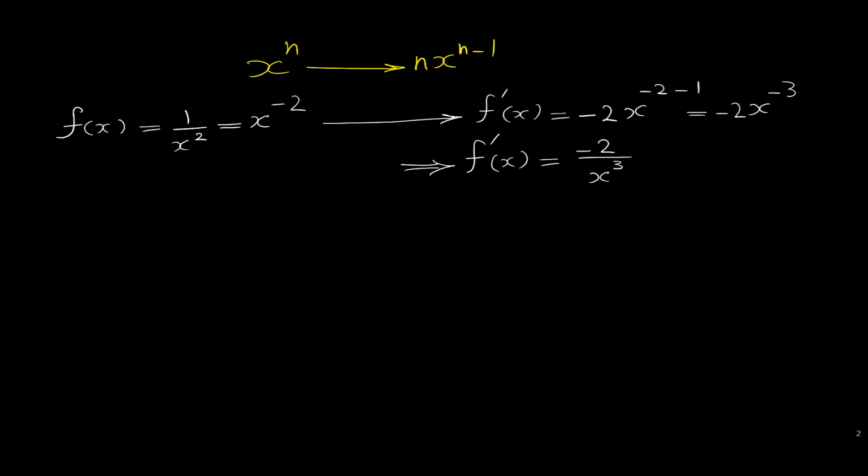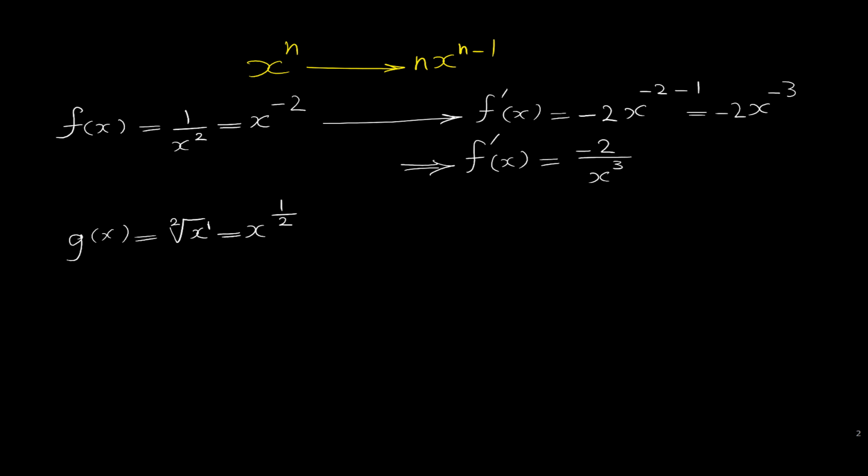Another example. Consider this function g of x equals square root of x. At first, maybe it seems we cannot use power rule to find the derivative of this function. But note that square root of x can be rewritten in the power form, in the form of x to the power of 1 over 2. This 1 in the power is because in the square root x is raised to the power of 1 and the radical index here is 2. So square root of x can be rewritten in the form of x to the 1 over 2.